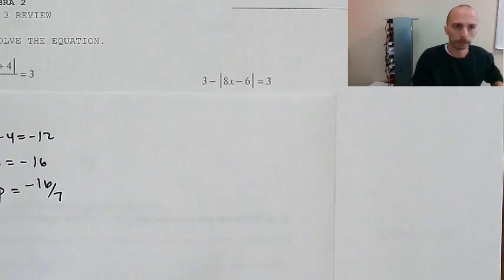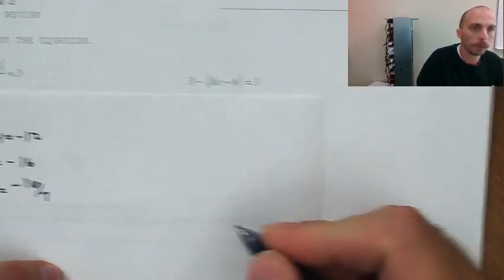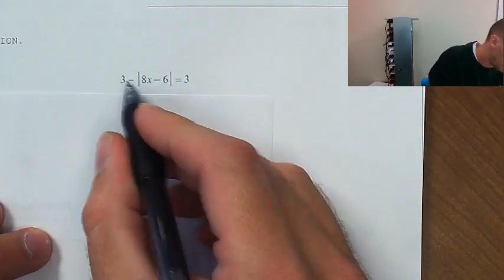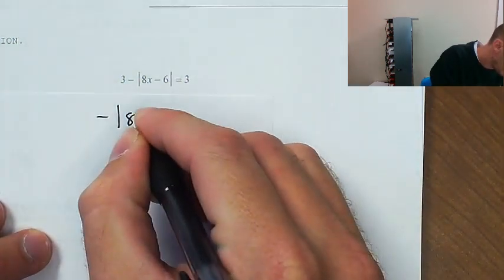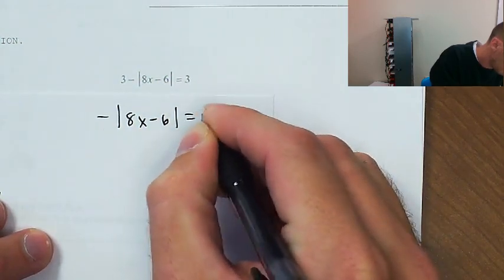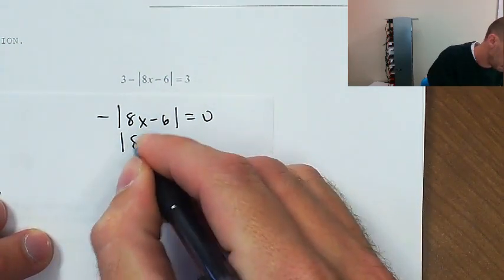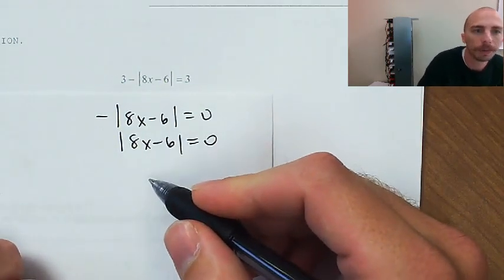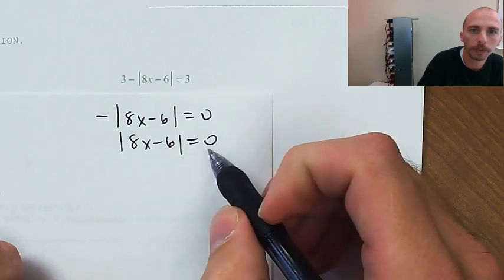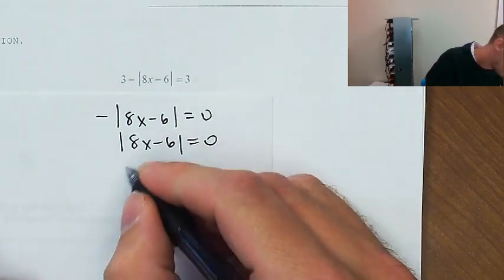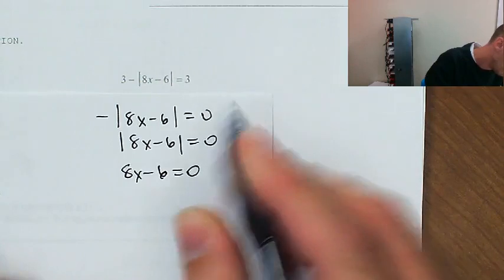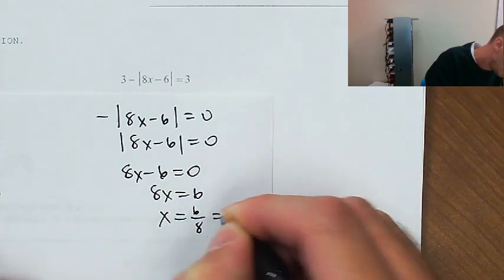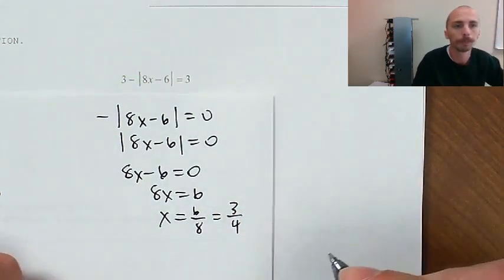Okay, this one's going to be very similar. So we're going to move that work out of the way. Okay. I'm going to start by subtracting 3 from both sides. So the negative absolute value of 8x minus 6 is equal to 0. Okay, well that just means the absolute value of 8x minus 6 is equal to 0. Make sure to put one of these on the review because I didn't put one of these on the homework. Okay, if the absolute value of a number is 0, the number has to be 0. Okay, so that just means 8x minus 6 needs to equal 0. And 8x equals 6, and x is 6 over 8, which we could reduce to 3/4 if we needed to.